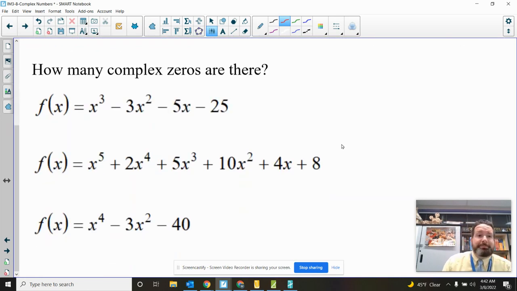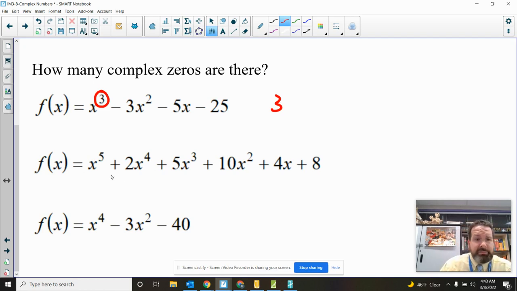So let's take a look here. This equation, I'm not asking you to solve it. I simply want you to figure out how many roots there are. It's really as simple as this. Take a look at your exponents, find the biggest one. That's how many roots there are. Some of them might be real, some imaginary, but there's going to be that many altogether.